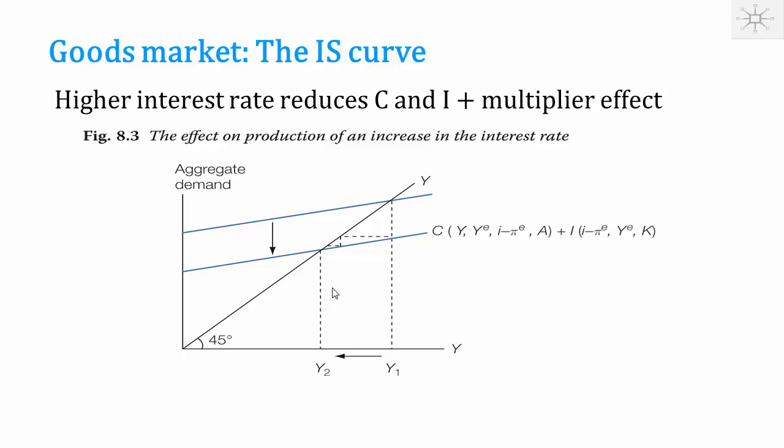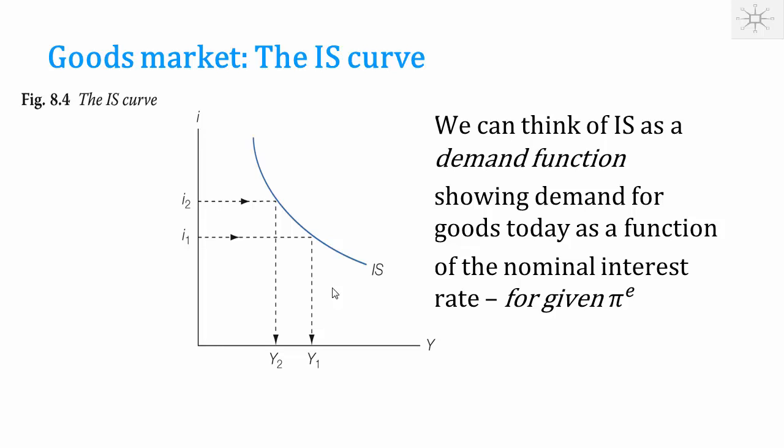So we know an increase in interest will lead to a fall in aggregate demand. And that is the IS curve. So the IS curve is a very important concept, and it is a relation between the level of the nominal interest rate and the level of production.